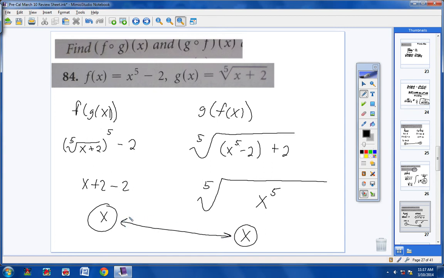Okay, so there we go. Let me get a drink here real quick, guys. And that's composition of functions, okay? Composition of functions.